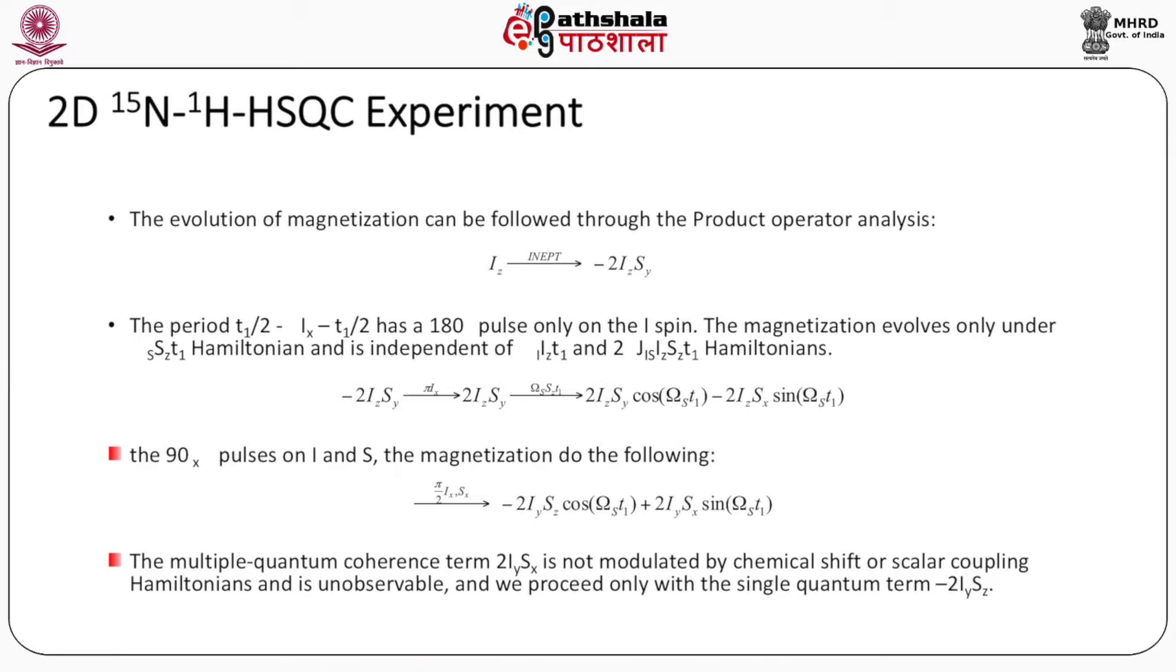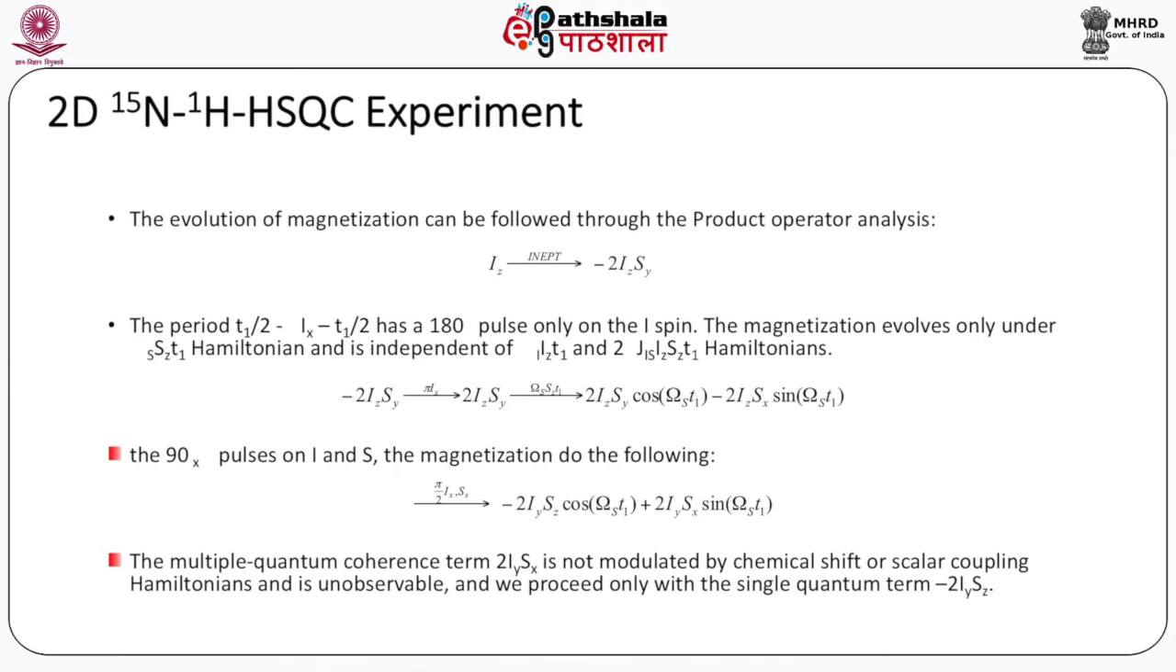So, minus 2 Iz Sy, and you have pi by 2 Ix, and under the Hamiltonian of omega S Sz T1, you get 2 Iz Sy cos omega S T1 minus 2 Iz Sx sin omega S T1. The 90 degree X pulses on I and S, the magnetization do the following. You have pi by 2 Ix and Sx, and you get minus 2 Iy Sz cos omega S T1 plus 2 Iy Sx sin omega S T1.